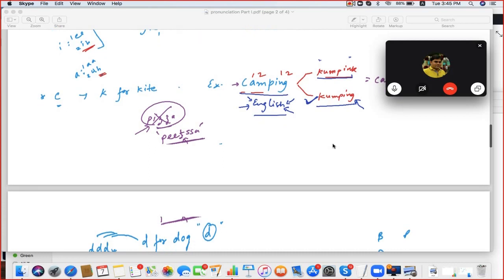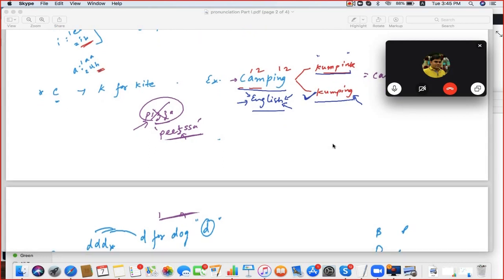Next is C. C has the K sound. So speak the example. Camping. It's an English word. As per the German sound it will be Kamping, but as per the English word it will be camping only. C has the K sound, so that will be Kamping.